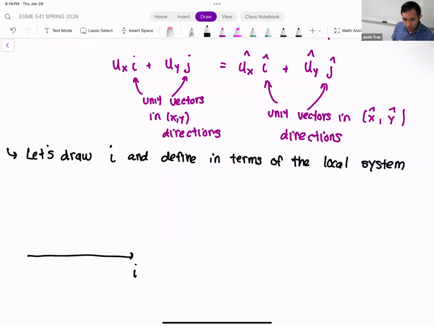Now let's define the components of I in the local coordinate system. The way we're going to do that is we're going to start from the origin here and draw a vector in the x hat direction. We'll call this vector a hat. And then to complete our triangle, we're going to draw a vector in the y hat direction, which in this case is going to be the negative y hat direction.